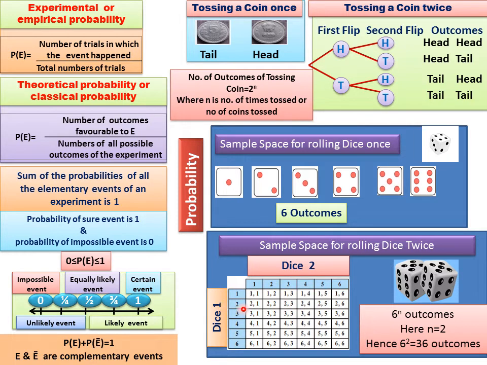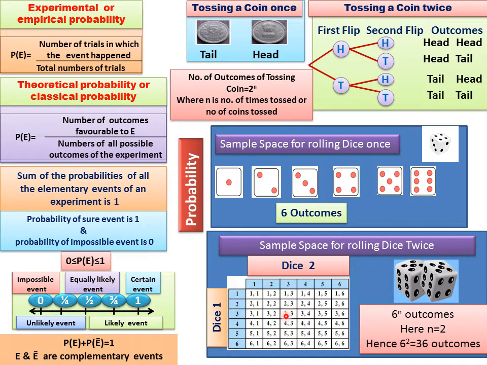If dice 1 has 2, then the sample space will be (2,1), (2,2), (2,3), (2,4), (2,5), (2,6). So like this we can write it. If it is 6, then the events will contain (6,1), (6,2), (6,3), (6,4), (6,5), (6,6). In total, we may get 36 outcomes.